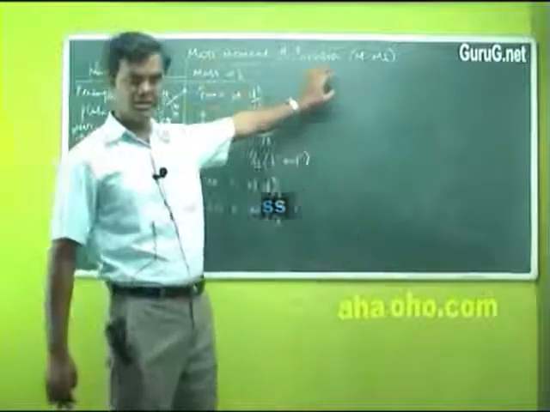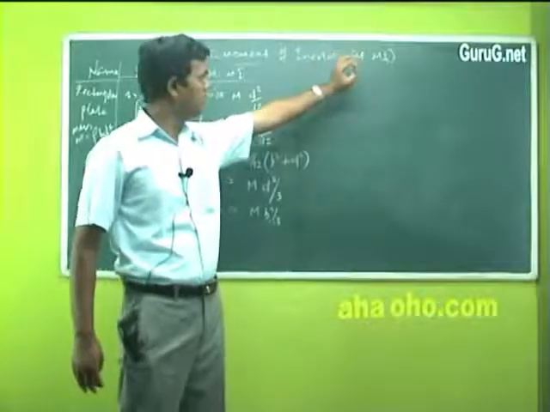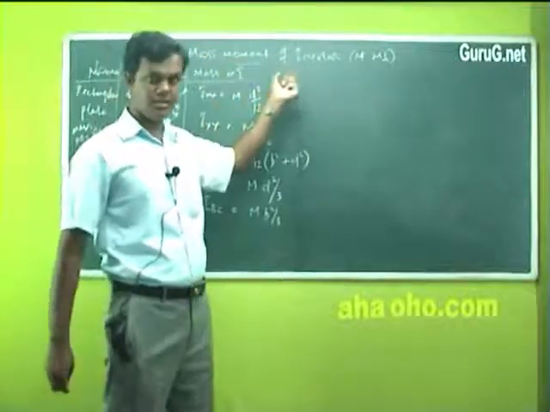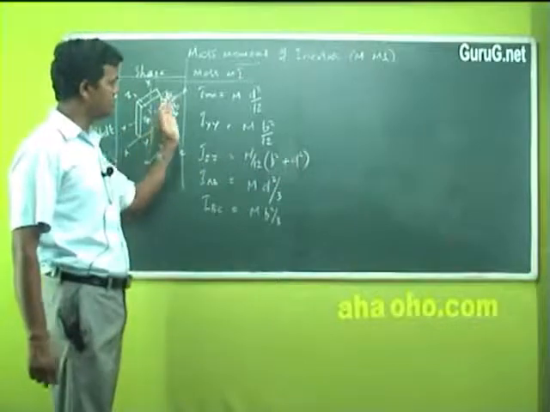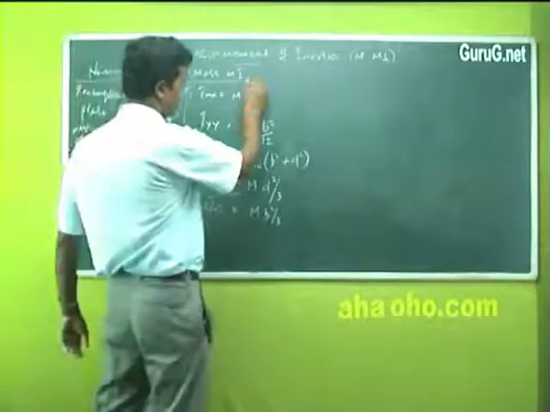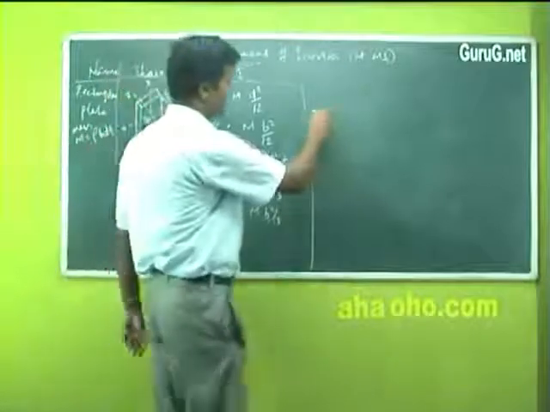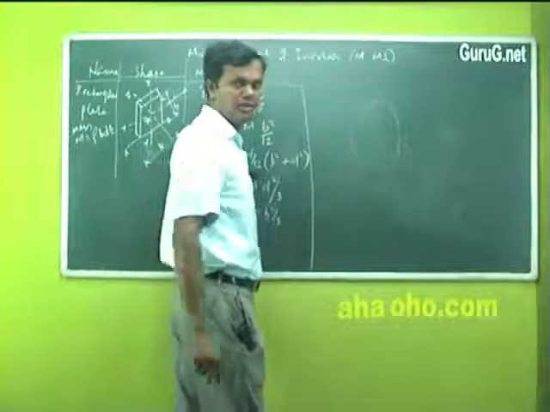The mass moment of inertia is the final topic in this unit number 3. The name itself says mass moment of inertia. Here I have drawn one sketch to show the formulas. Before going to this formula, suppose a lamina, a plane body, is there.